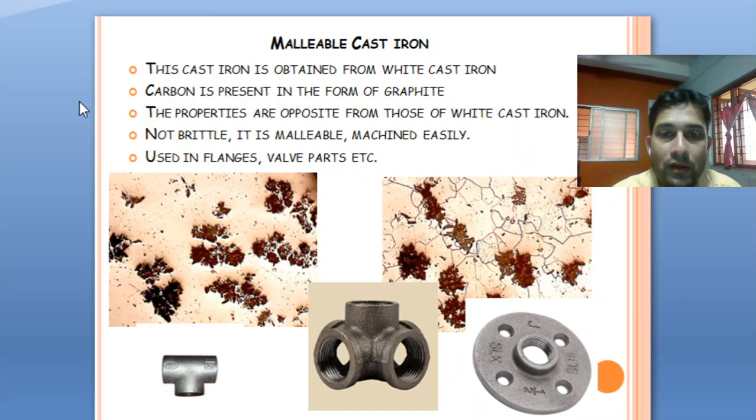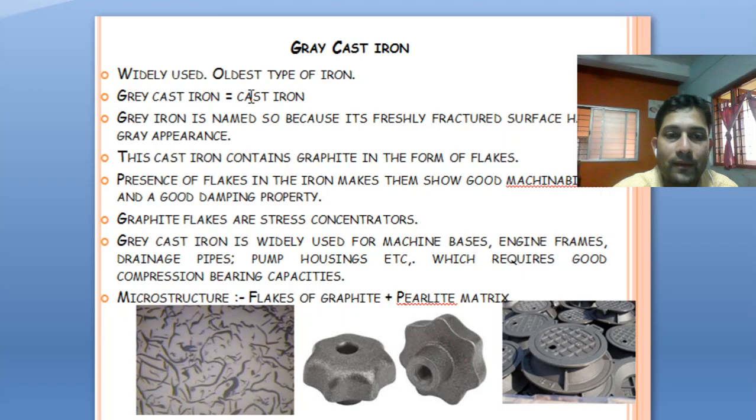The next type of cast iron is called gray cast iron. It is the widely used type of cast iron, and it is the oldest form of iron. Many people confuse gray cast iron with cast iron. Gray cast iron is named so because the fractured surface of this type of cast iron shows a grayish fractured surface. So that's written as the third sentence: gray iron is named so because its freshly fractured surface has a gray appearance.